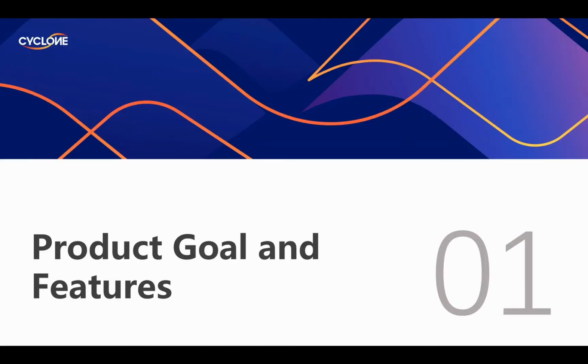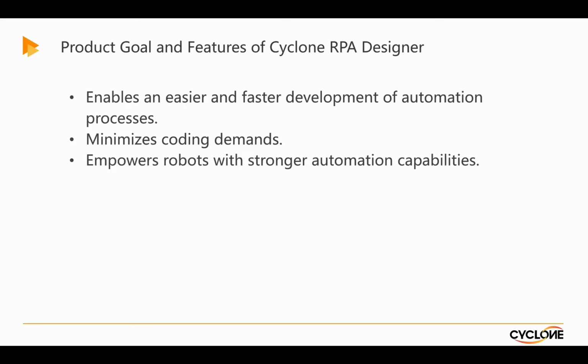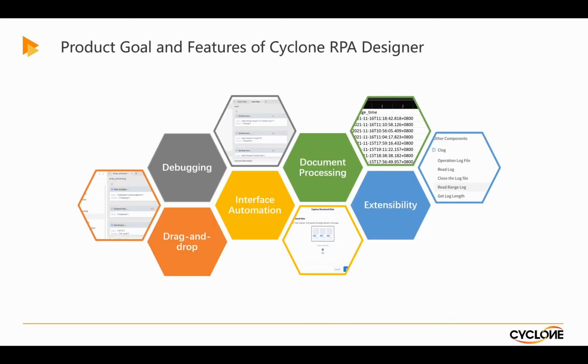First, let's learn about the product goal and key features. Cyclone RPA Designer aims to enable an easier and faster development of automated processes for users with little or no coding experience. It also aims to empower robots with stronger automation capabilities, allowing them to carry out more tasks. Next, let's go through the key features.